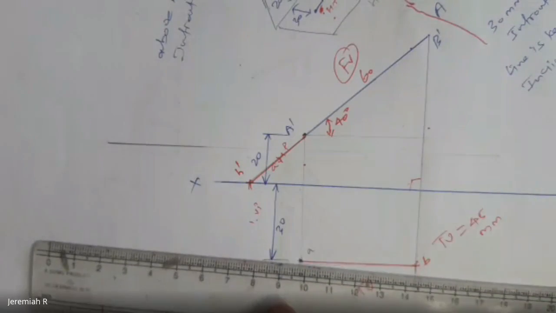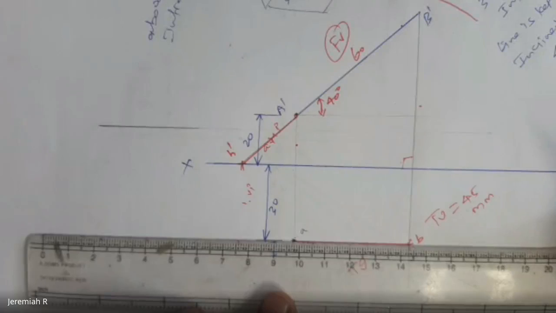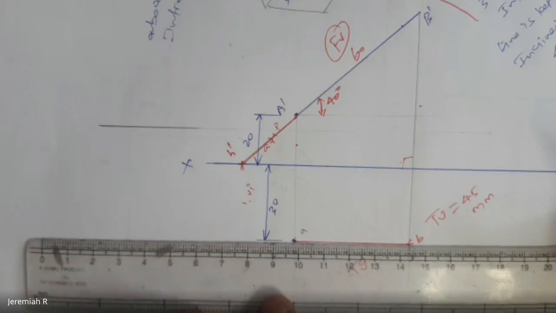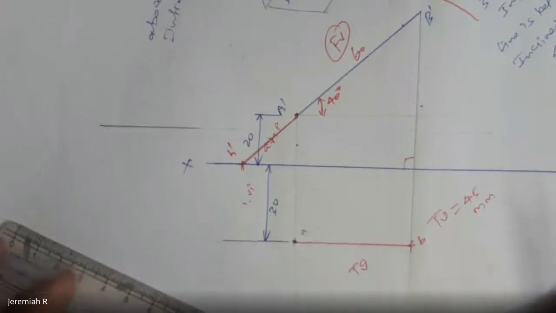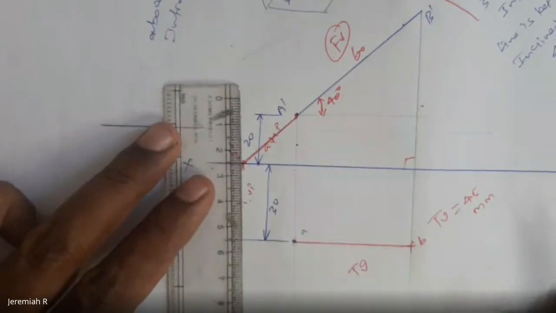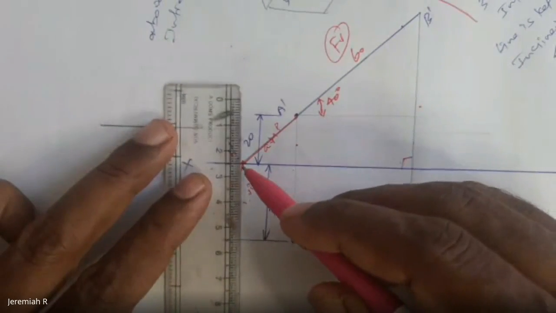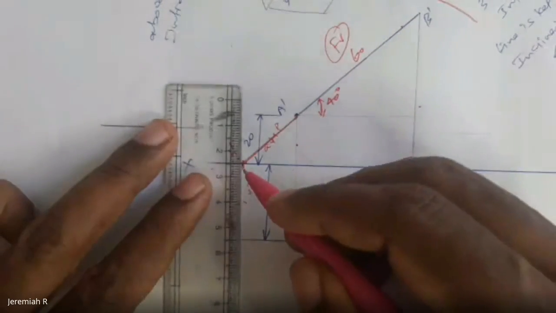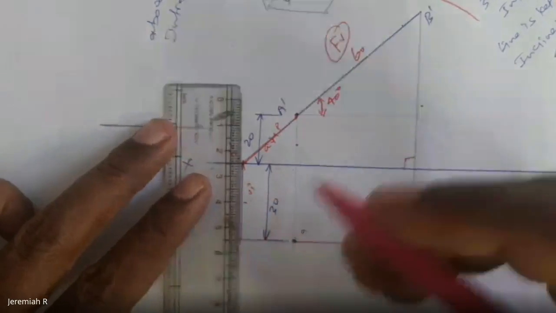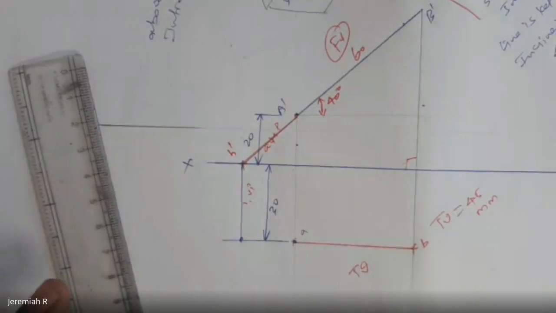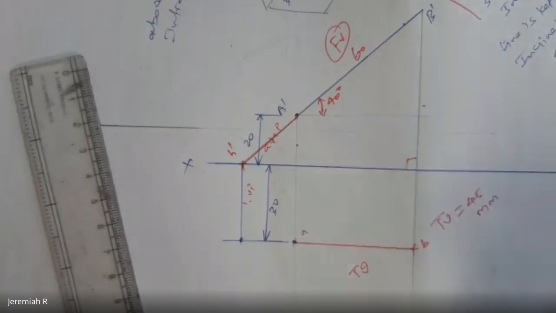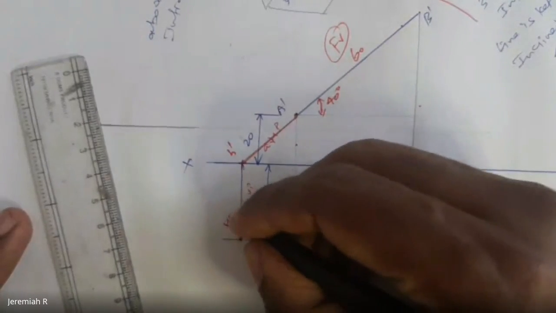Then what we have to do? This top view line you have to extend. And from H dash, you have to draw a vertical line. They'll touch somewhere here. The intersecting point is the horizontal trace. You have to mention HT, horizontal trace.